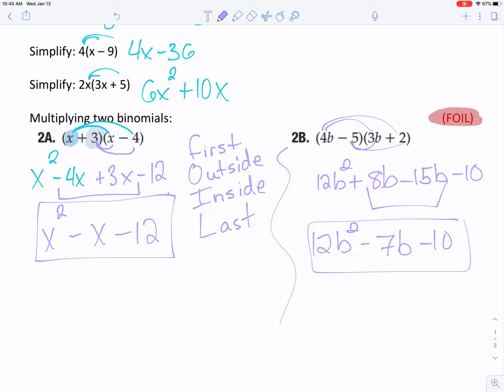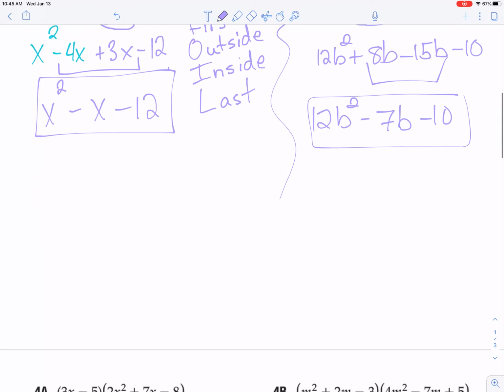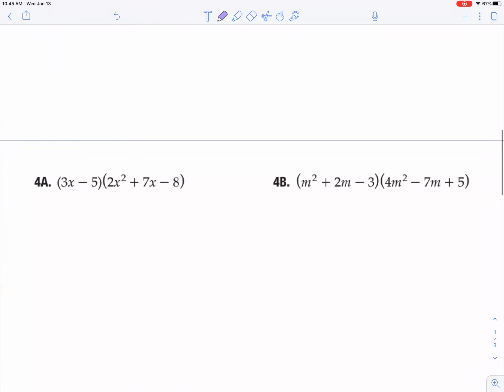So the reason why I don't want you to only know FOIL, I want you to know that you're distributing, is because as we move on to some more examples, FOIL falls apart because it doesn't account for what if one of them is a trinomial, or what if they're both trinomials. But as long as you can remember that at the end of the day, you're just doing the distributive property, you'll be fine. Check it out.